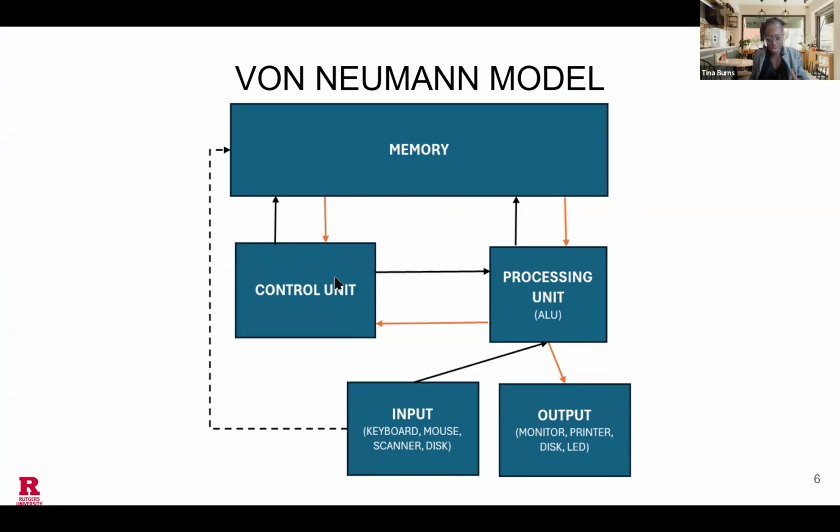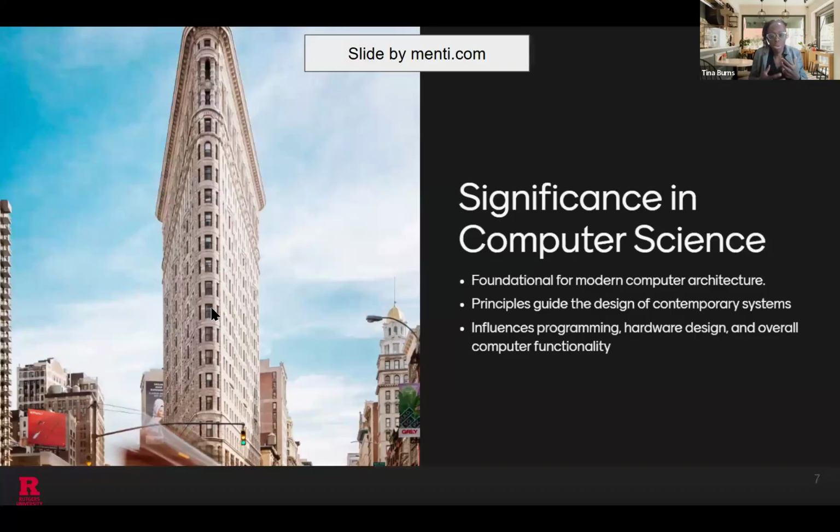I can visualize this now, and now I need to find a way to increase the speed of these processes so that everything else on the outside of the system operates effectively, right? So this model allows us to see it and helps us to really improve those systems. It also has an influence on programming and hardware design, and just overall how your computer functions.